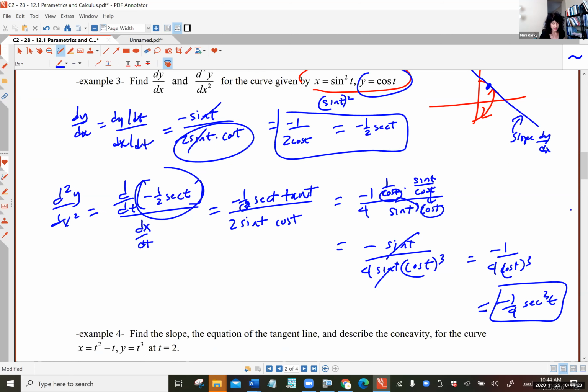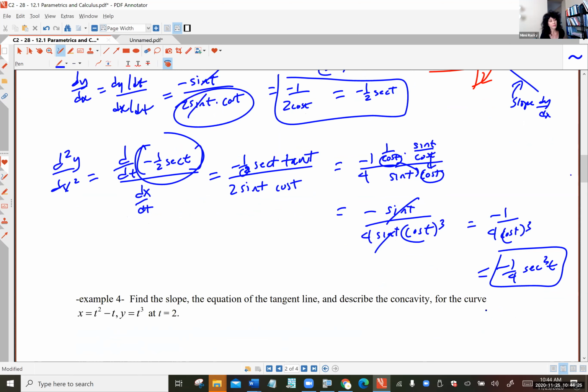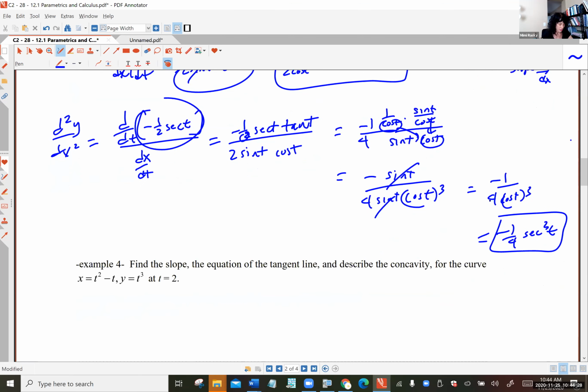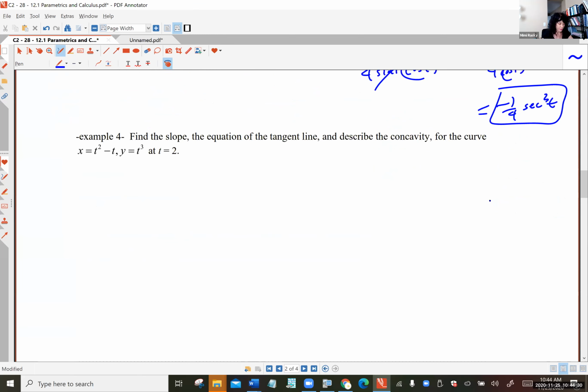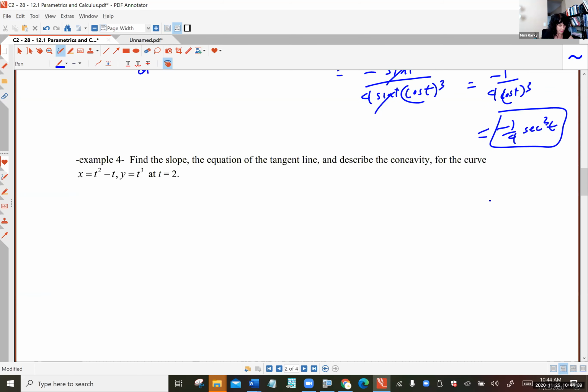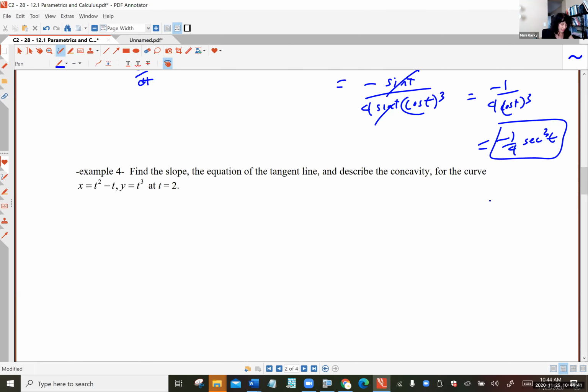So nothing to it. This is basic calculus stuff, but not hard, okay? Taking derivatives. Okay, now find the slope, the equation of the tangent line, and describe the concavity. Oh my God, I don't feel like doing all this. I'm too tired. I'll tell you what. Let's get the slope and the equation of the tangent line. That's kind of key. Concavity, I don't care today. You can go get it. If you're really interested, I'll tell you what the answer is.